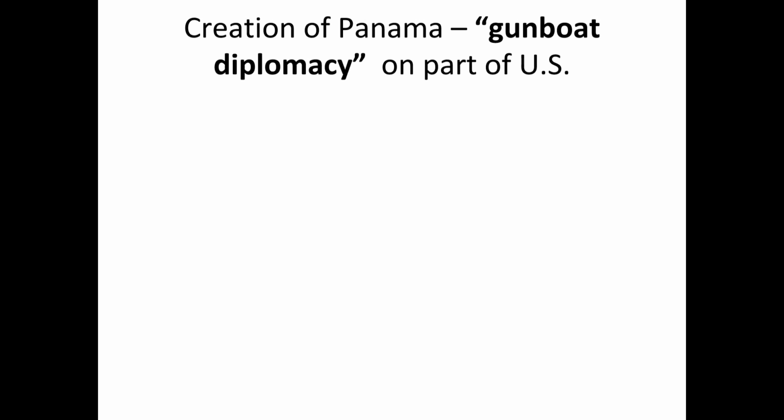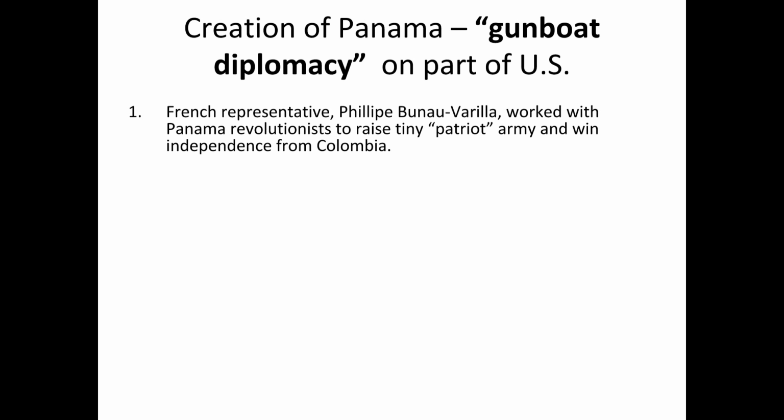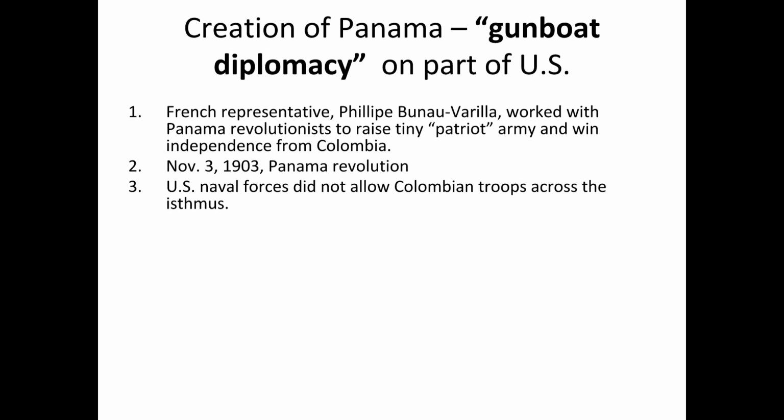And this was thought to be gunboat diplomacy because ultimately Colombia controlled Panama. And so when the United States got involved, Colombia said no. And a French representative worked with the Panamanian revolutionaries to raise an army to gain independence from Colombia so that then they could get a canal. So you have a Panamanian revolution that occurs. U.S. naval forces worked with the French and created a blockade to prevent Colombian troops from coming across Panama. And Teddy Roosevelt then issues recognition of Panama as an independent nation, giving them legitimacy.